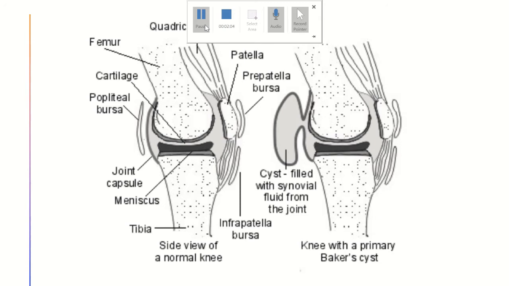Here is another depiction of a Baker's cyst. On the right, we have the abnormal knee, and on the left is the normal knee, showing the knee joint and the normal-looking bursa sac and synovial fluid. And on the right is the Baker's cyst filled with excess synovial fluid that just kind of protrudes out the back of the joint.